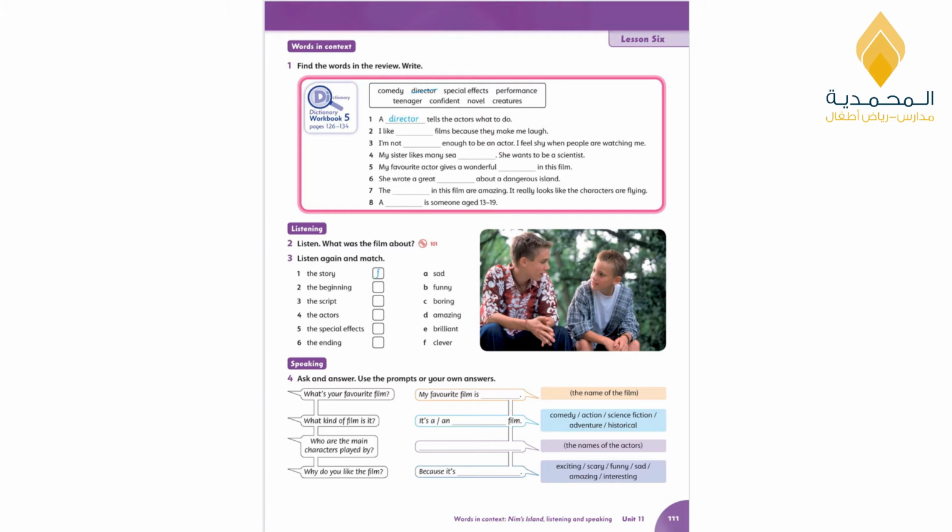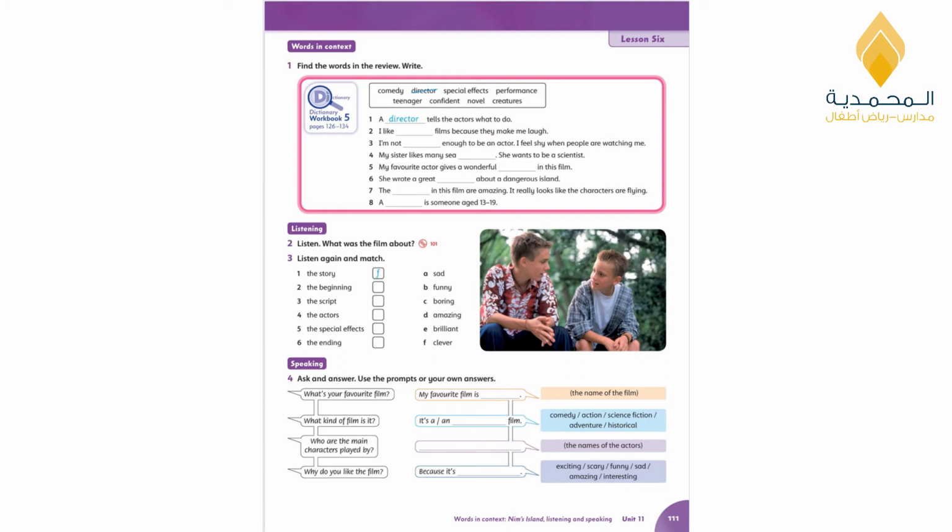Number 2, director. What is the meaning of the director? Yes, he is the producer or the manager of the film, the person who produces the film. What about special effects? Yes, they are the visual tricks that we use in the film.